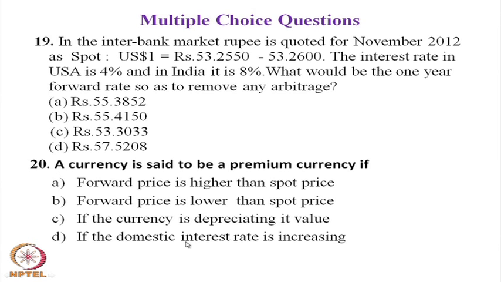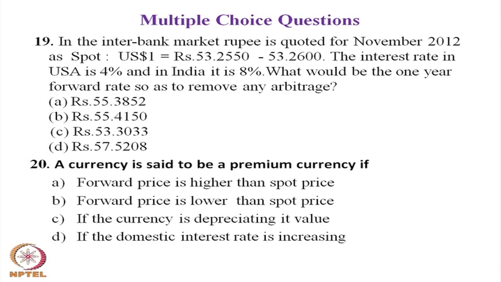Now, question number 19. In the interbank market the rupee is quoted, spot rate is 53.2550 and 53.26. The interest rate in the US is 4% and in India is 8%. What will be the 1 year forward rate to remove the arbitrage opportunity?